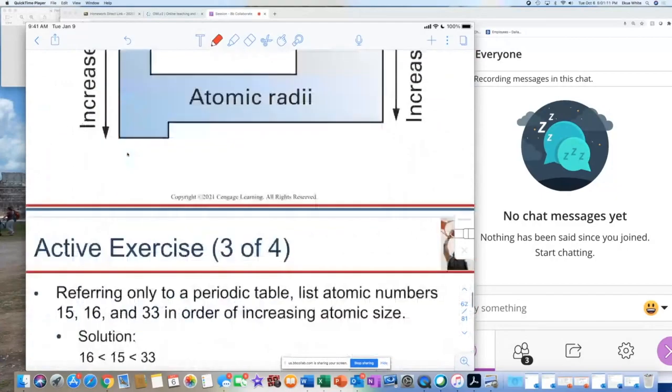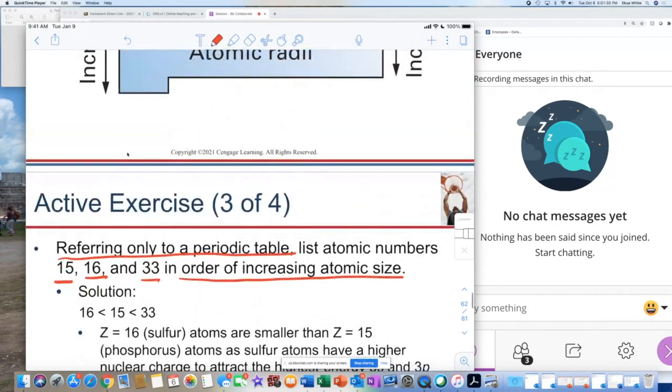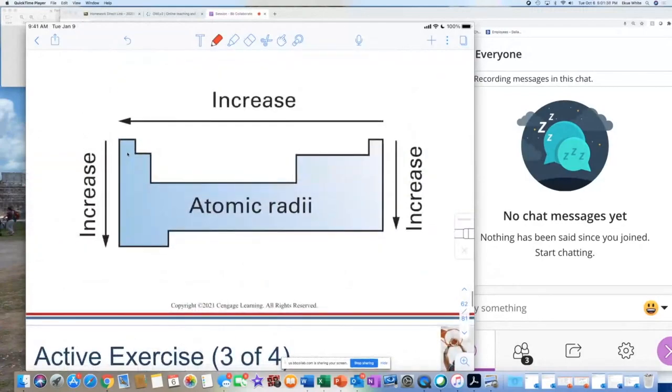This is the same thing I was saying. In the question, it's saying, referring only to the periodic table, list atomic numbers 15, 16, 33 in order of increasing atomic size. That's a weird question, but we'll do that. Okay, so they want us to place atomic number 15, 16, 33. The elements in the periodic table are listed from left to right, according to increasing atomic number.